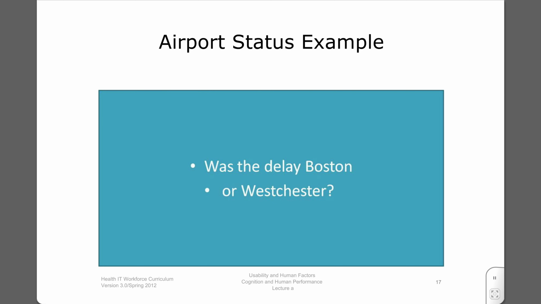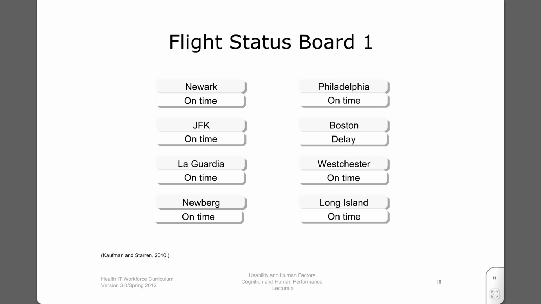Public displays are an important source of information. Let's imagine you are waiting to go to Boston and you want to know if your flight is delayed. You would check out a flight status board. Schedule 1 offers you a neatly laid out screen, but it all looks the same. You need to serially scan the board to find the information you need.